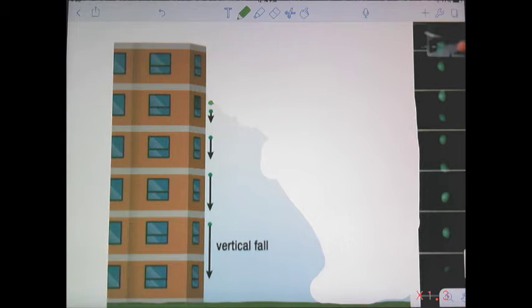What's causing this object's velocity to increase is acceleration. And the acceleration is due to gravity. So gravity causes all objects that are falling downward towards the center of the Earth to accelerate at a rate of 9.8 meters per second squared down. So we have an initial velocity of 0.